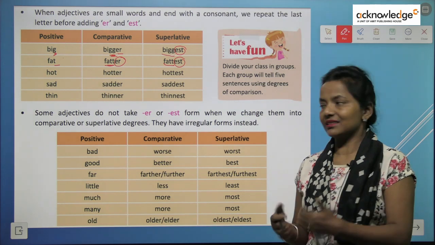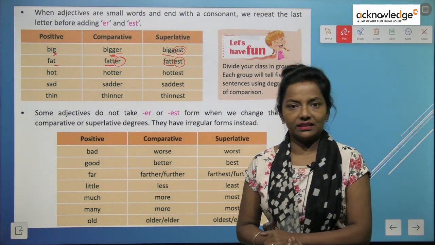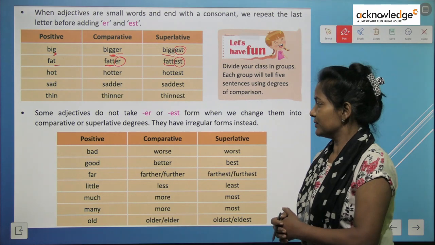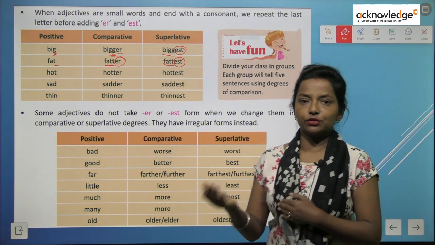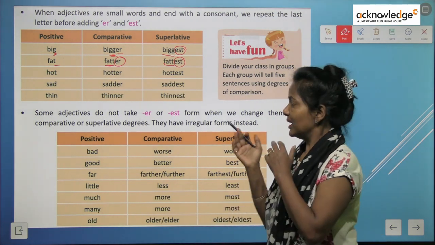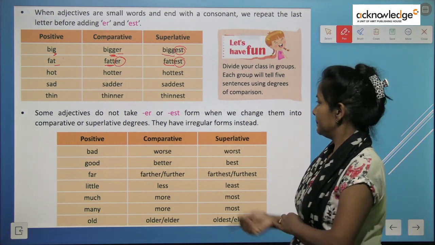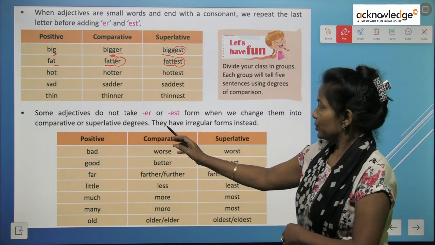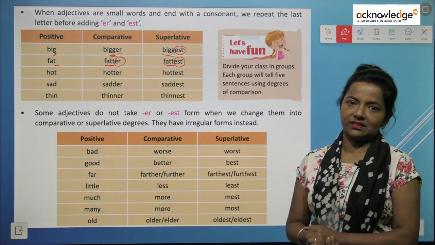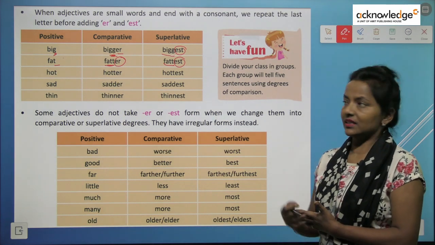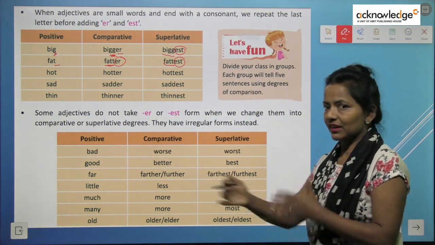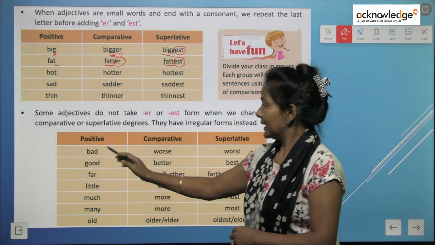Some adjectives do not take er or est form when we change them into comparative or superlative. अभी तक तो हम देख रहे थे er और est add कर रहे थे, but there are some adjectives, उनका जब हम comparative और superlative degree में change करते हैं तो उसमें er और est नहीं लगता है. So they have irregular forms instead. उनका irregular form होता है. इसमें सब regular form था ना, अब irregular forms देखेंगे कैसे होते हैं.